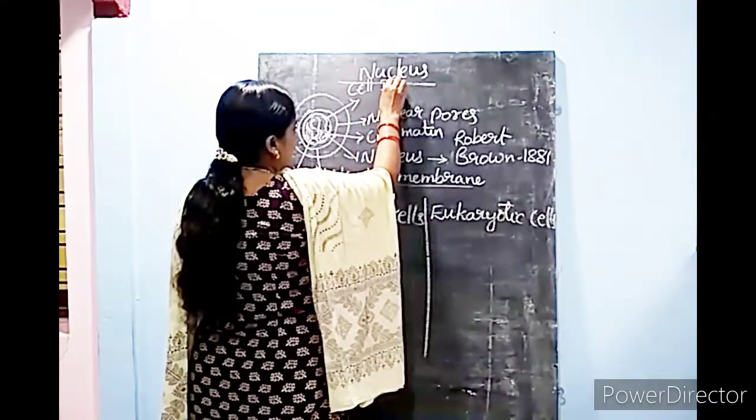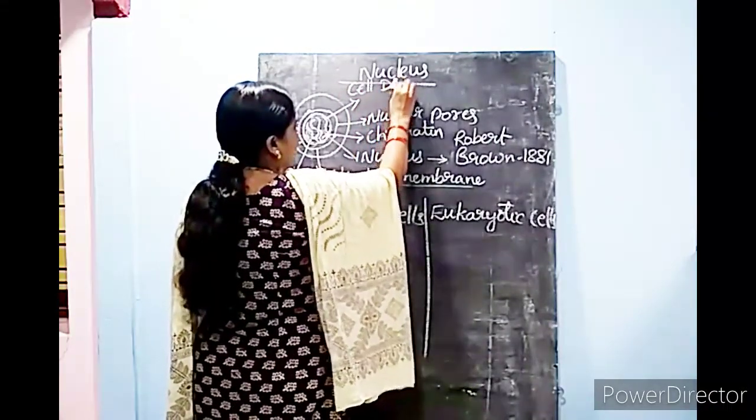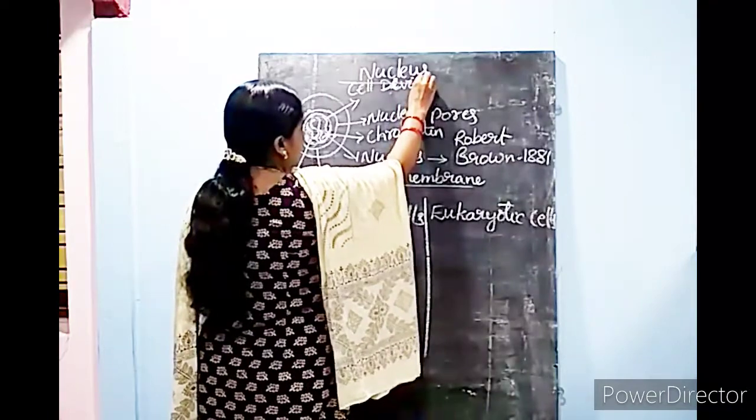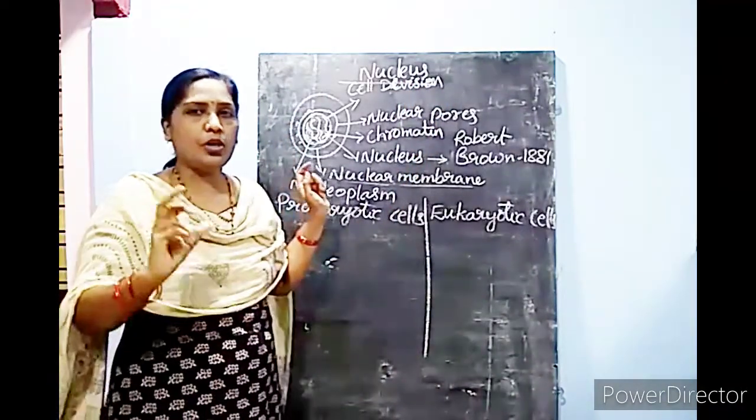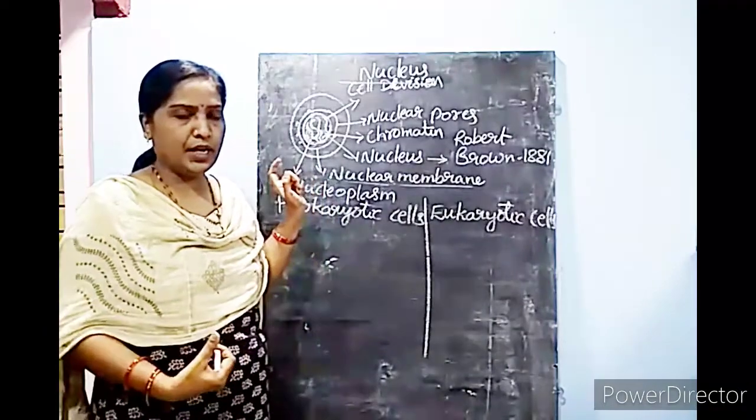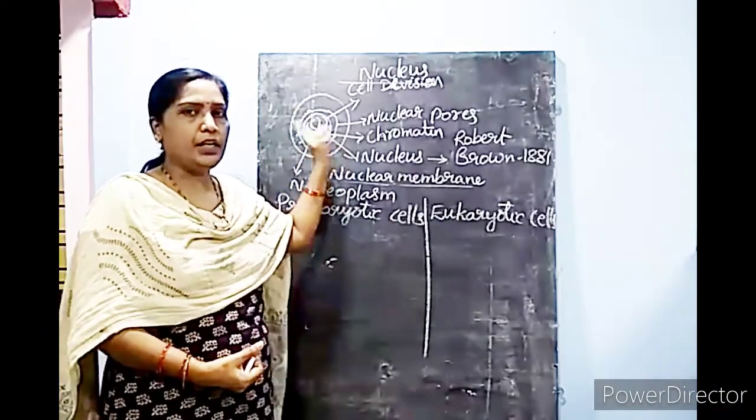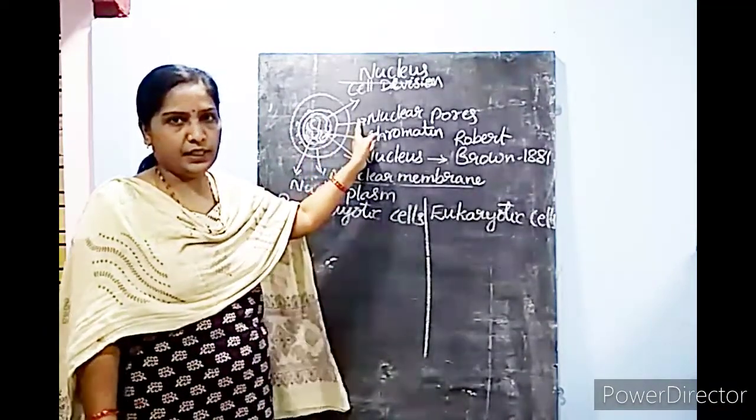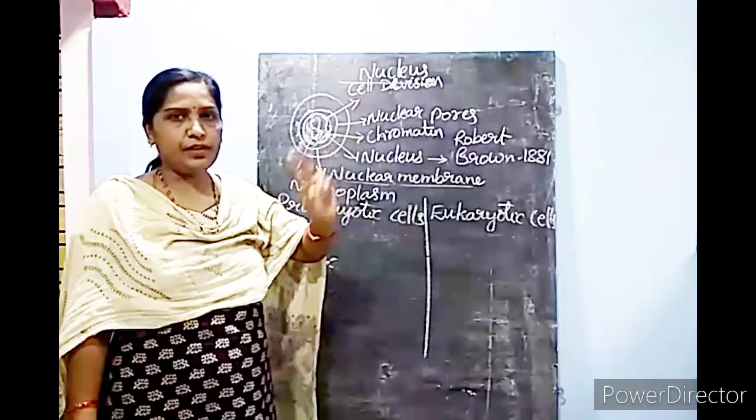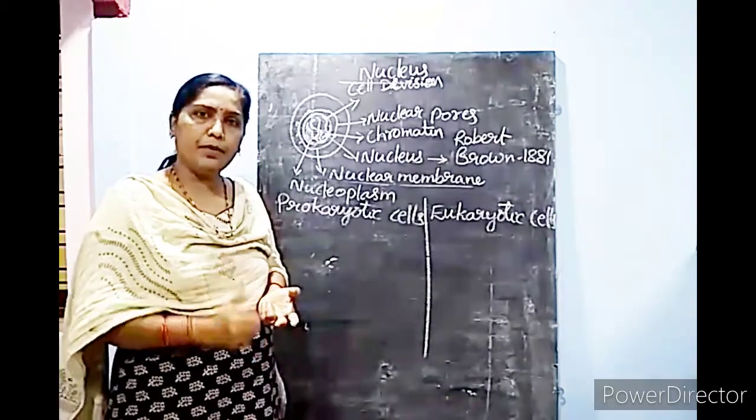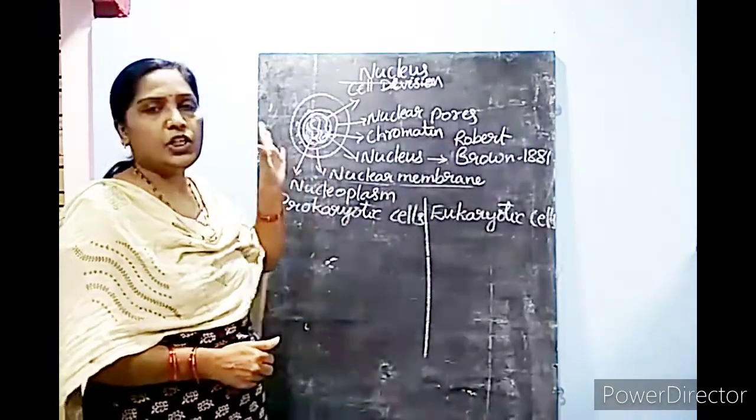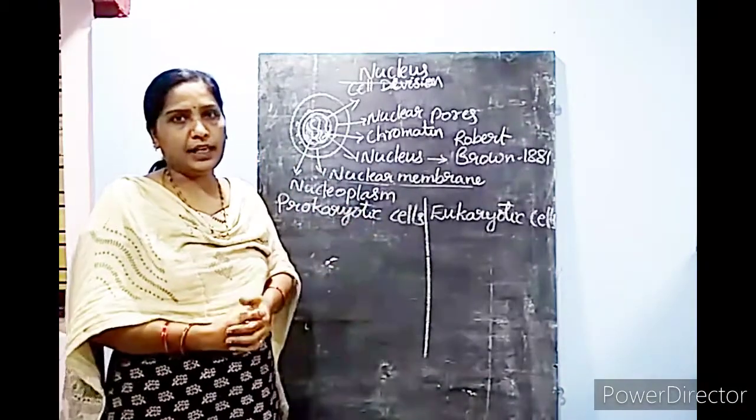What's the meaning of cell division? Cell division means that from a single cell, two daughter cells are formed. That's known as cell division. You'll be reading more about cell division in class 9. There are two different types of cell division: mitotic cell division and meiotic cell division. All these you'll read in detail in class 9.